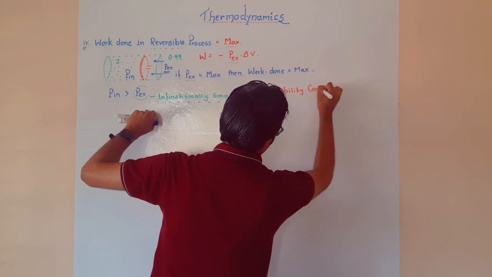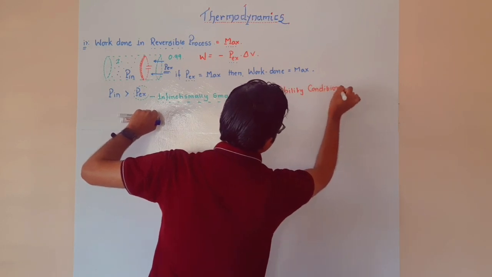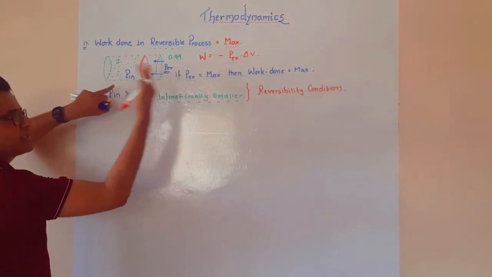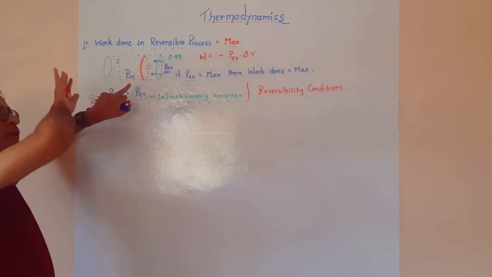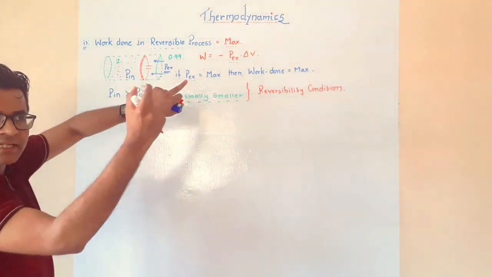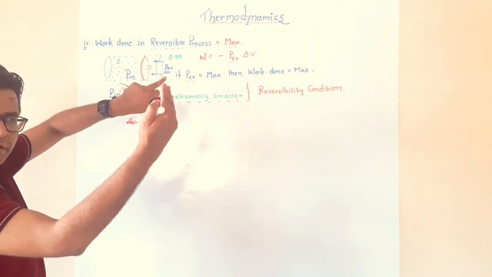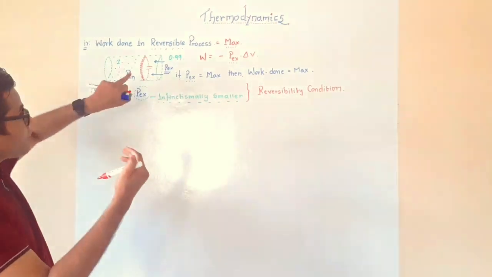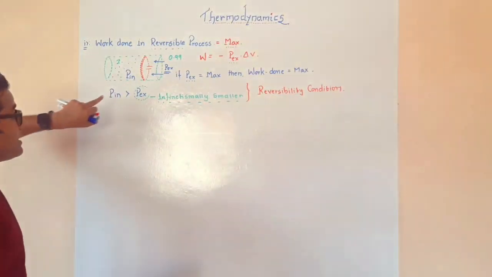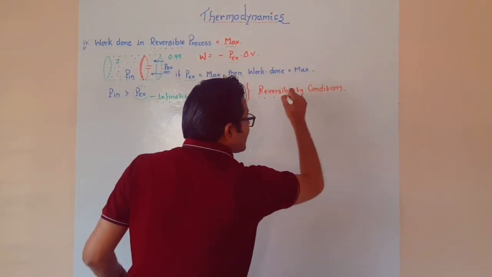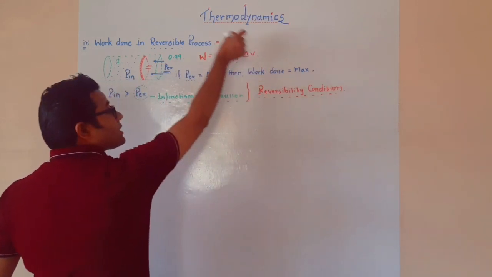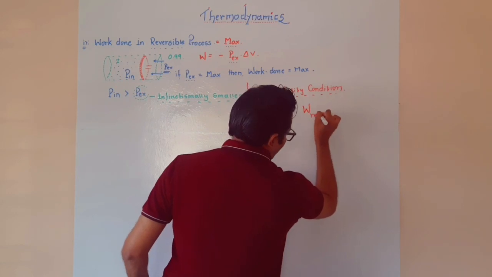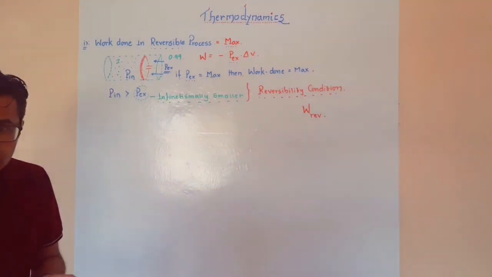When this reversibility condition occurs, work is done to get the piston inside, and at the same time work is done to get the piston outside. So there is a reversible condition, that is, the expansion and the contraction of the piston. When we have a reversibility condition, the work done is nothing more than the work done in a reversible condition.